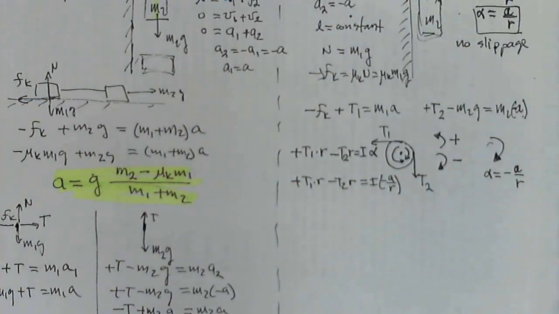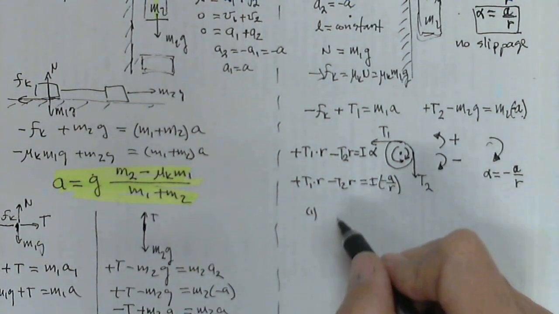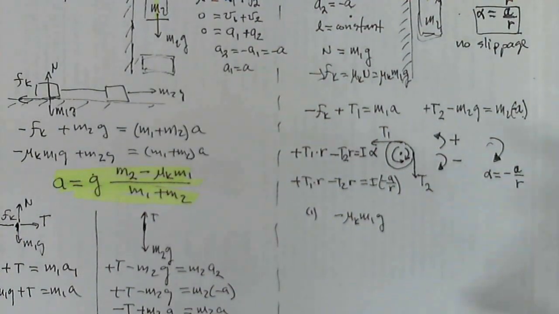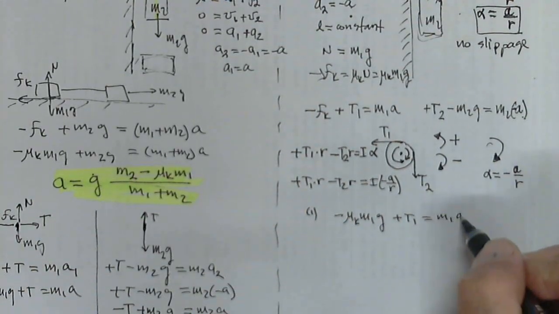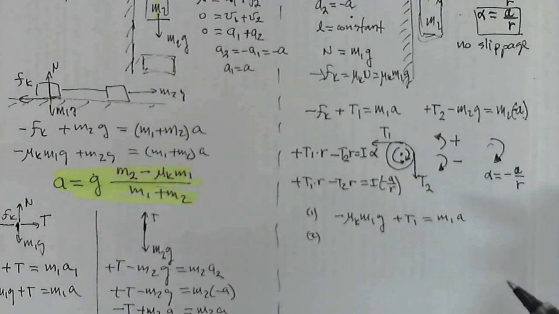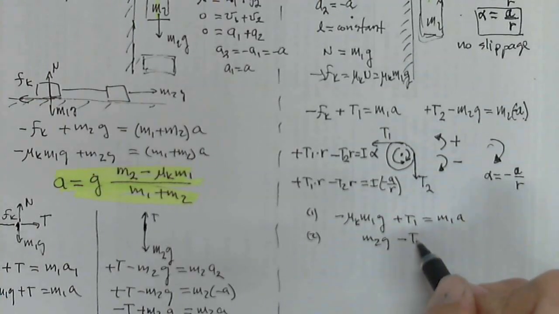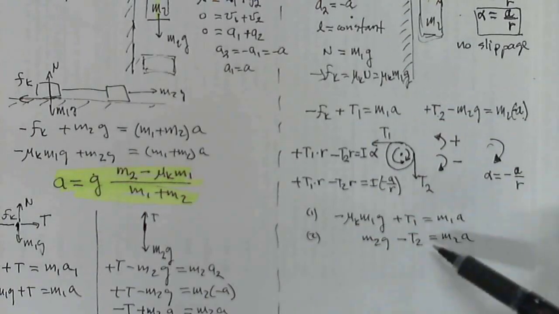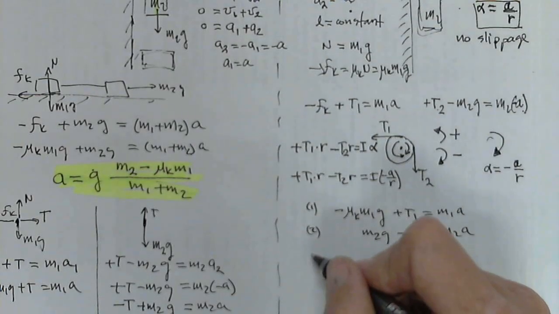So I'm going to write these equations over here. So the first equation, I just substitute the friction as this, plus T1 and 1A. Equation 2, I'm going to multiply by negative 1. So I got M2G minus T2 equals M2A. I just multiply this one by negative 1. And the last one I'm going to be dividing by R.